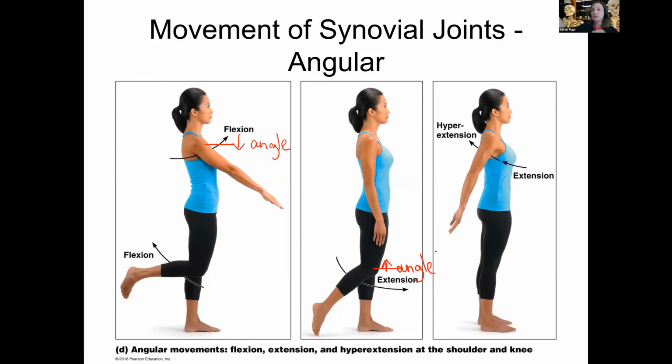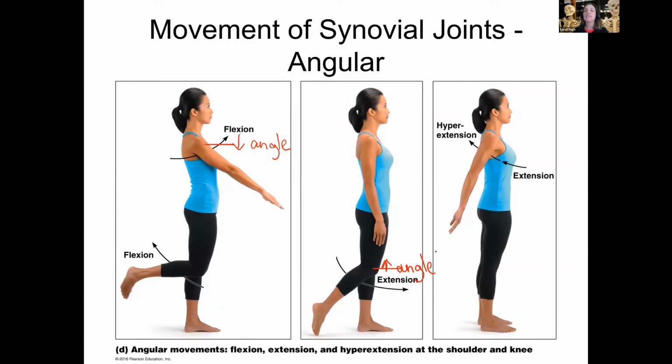So if you think of the finger, these last two joints here, I can flex them. In anatomical position, I have just taken this angle and made it smaller. I've decreased that angle. Or I can extend, and extension increases the angle.